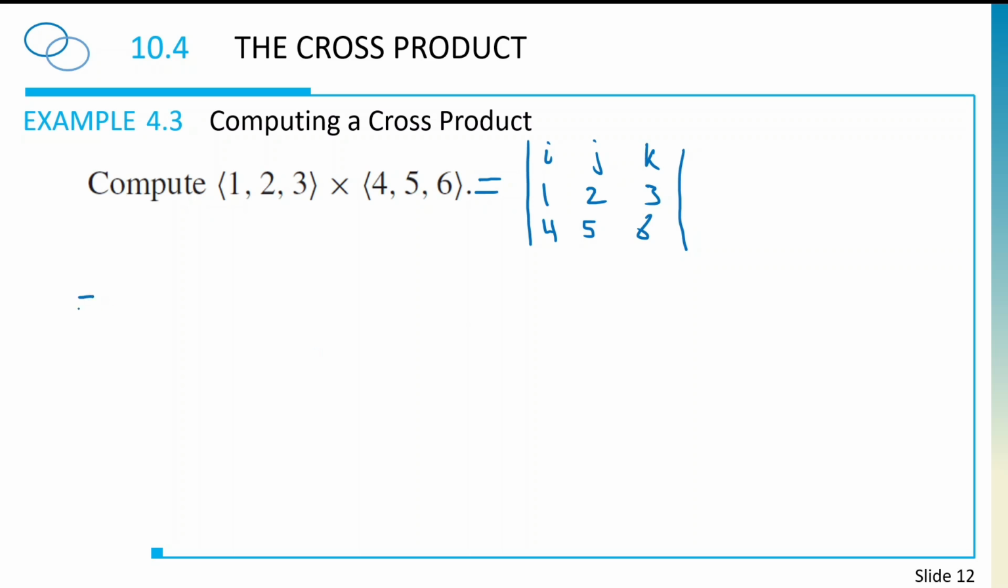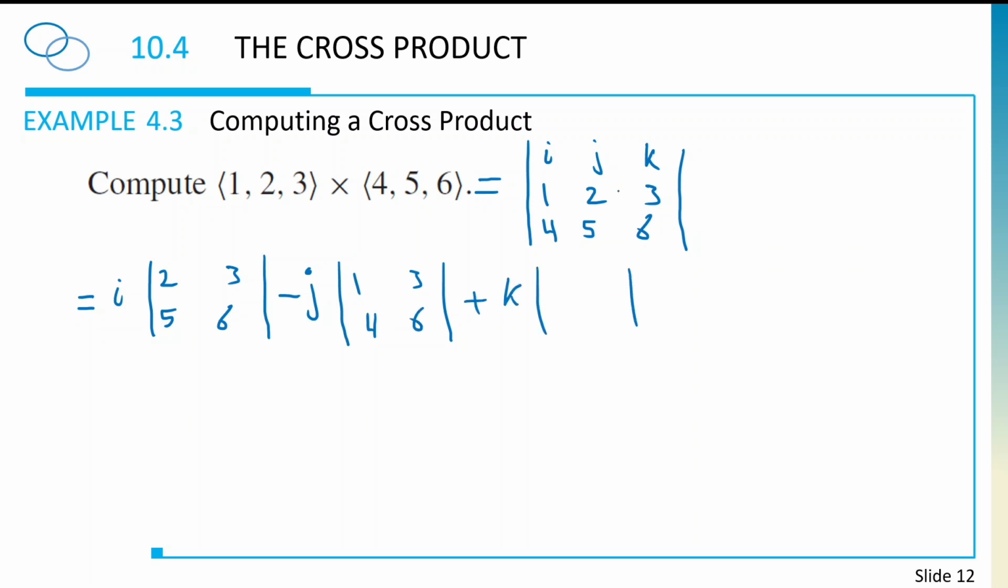Okay, this is equal to, remember we always start with the first one, I, and then cancel its row and column. So what do you have? 2, 3, 5, 6. I move to the next one. From now on, it's always negative J. Cancel its row and column. So what do you have? 1, 3, 4, 6. I'll move to the third one, canceling. So you have 1, 2, 4, 5.